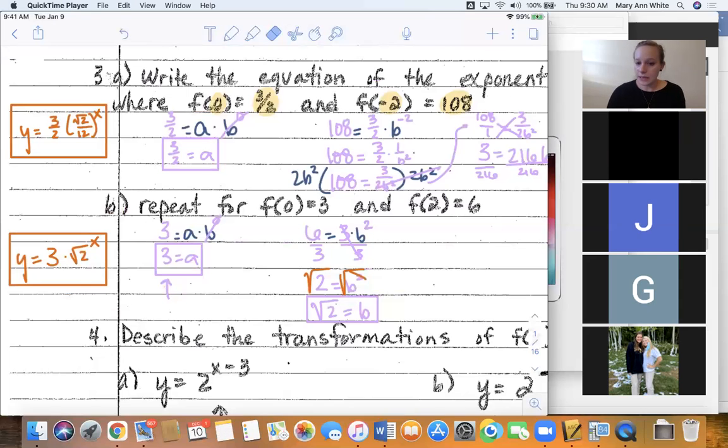Any other questions you guys have so far? Is that x with the 2 outside of it like an exponent? Yep. Yeah, we're in the exponential unit, so our x's right now are all exponents. All right, any more questions?